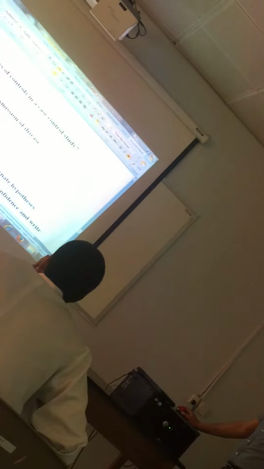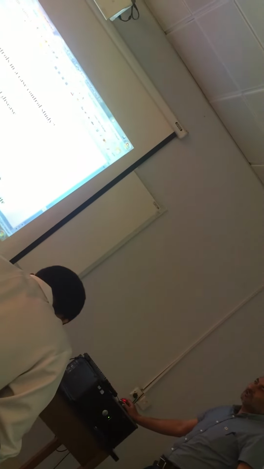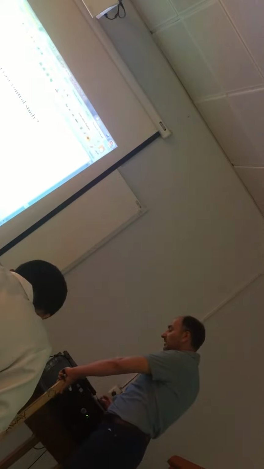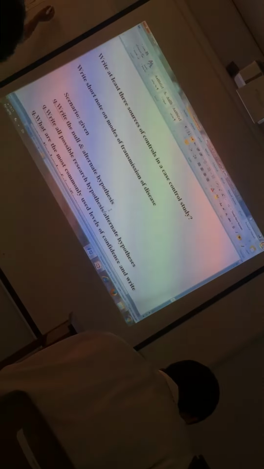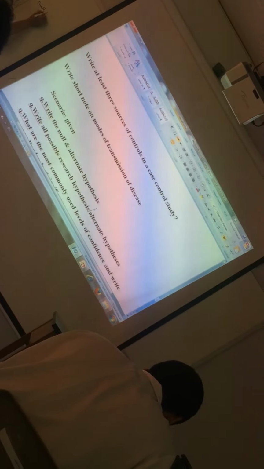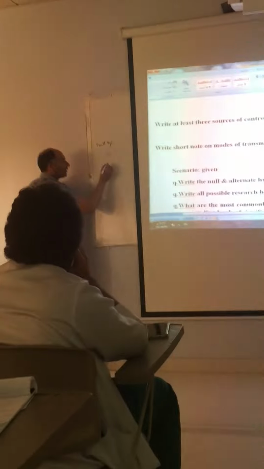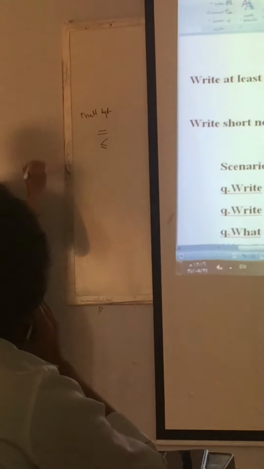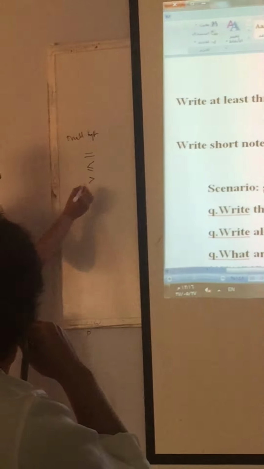Modes of transmission. Write the null hypothesis and alternate hypothesis. You may get a scenario: write a null hypothesis, write an alternate hypothesis. Always understand that if you have a null hypothesis, you will have a sign like this, or a sign like this but with equal, or this. It's in the lecture of the last of the Aziz. It's there in the lecture.